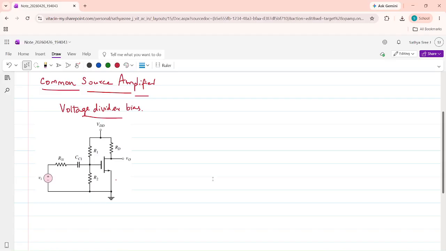First, we have to draw the small signal equivalent of the circuit. So, we know that, this is gate, drain, and source. This is gate, drain, and source. So, first I will draw the small signal equivalent.